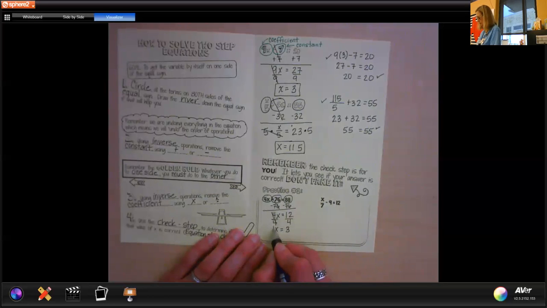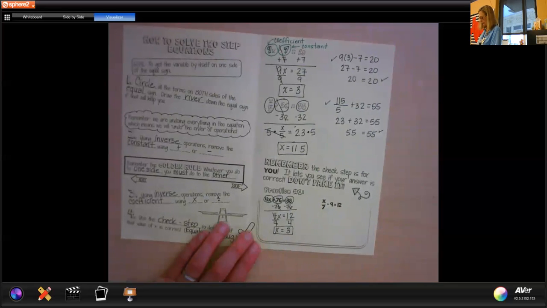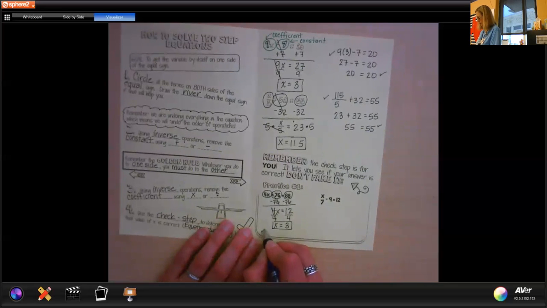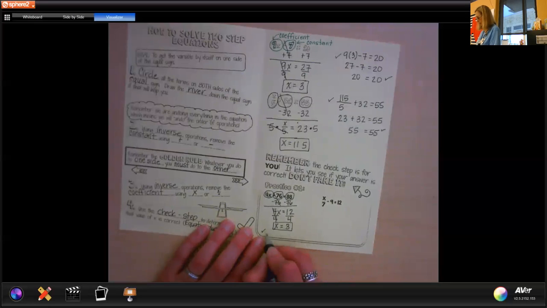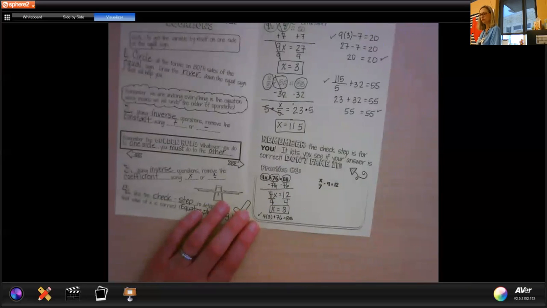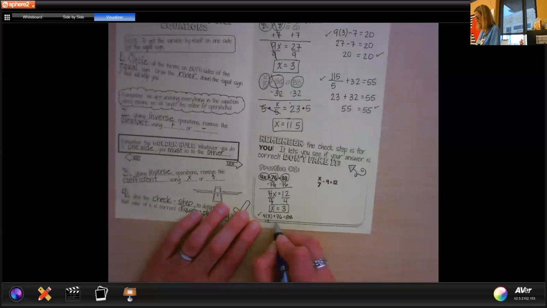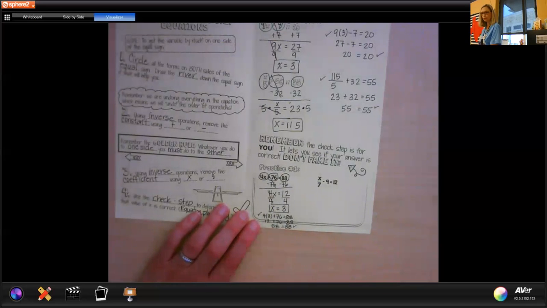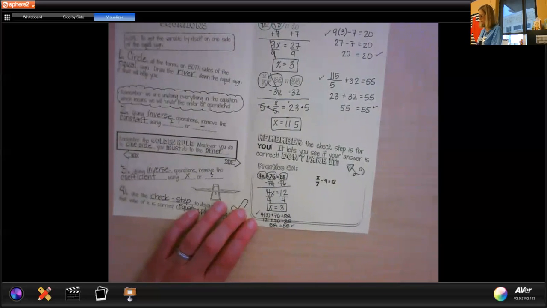So x equals 3. And then to check that, I would go back and plug in the x in place of the 4. 4 times 3 plus 76 equals 88. 4 times 3 is 12. And 12 plus 76 is 88. So 88 does equal 88. Therefore, I know that 3 is the correct solution.